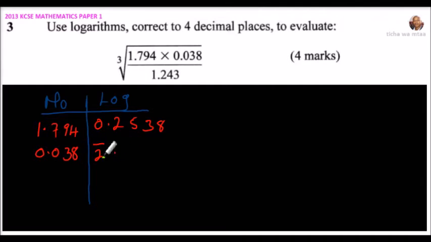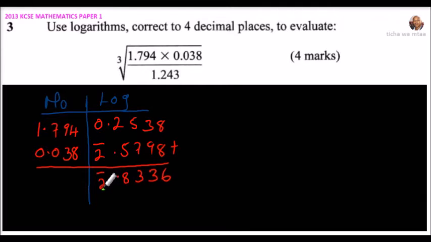Then we get the logarithm of 3.8, which is 0.5798. Now we put a line here, because it is multiplication. When you are using the logarithm, we add. When you add 8 plus 8, you get 16, write 6, carry 1, this is 4. So that will give you 13. Carry 1, 6 plus 7, that will give you 13. Carry 1, this will give you 3. So this is 8, and 0 plus bar 2 will give you bar 2.